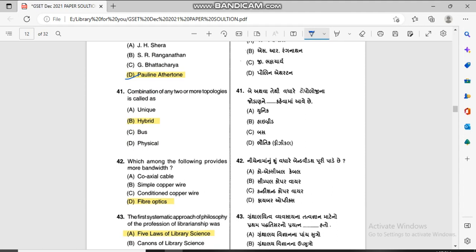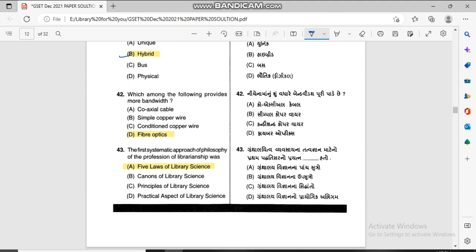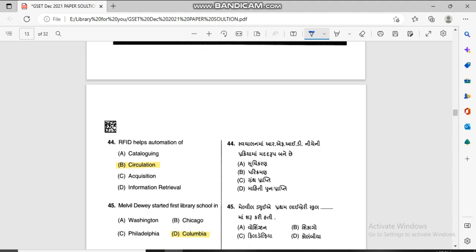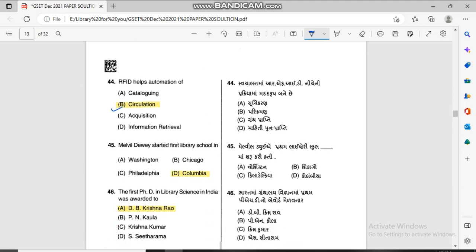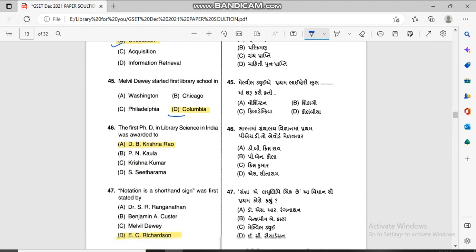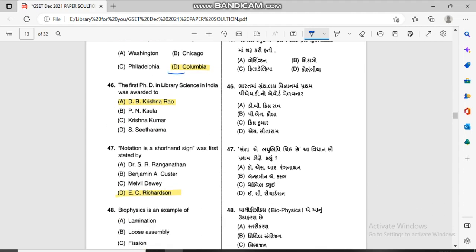Combination of any two or more topologies is called hybrid. Which among the following provides more bandwidth? Fiber optics. The first systematic approach to the philosophy of the profession of librarianship was the Five Laws of Library Science. RFID helps automation of circulation. Melvil Dewey started the first library school at Columbia. The first PhD in library science in India was awarded to D.B. Krishna Rao.